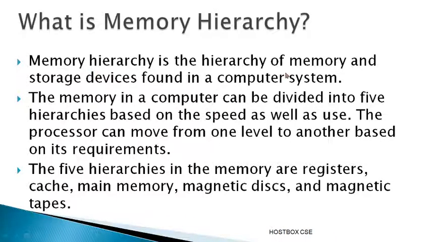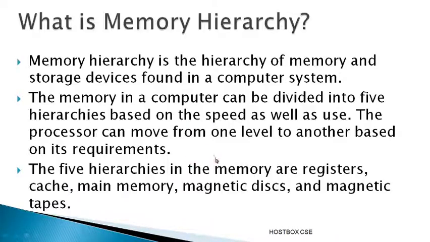Now, what is memory hierarchy? Memory hierarchy is the hierarchy of memory and storage devices found in a computer system. These are common for any modern digital computer or laptop. The memory in a computer can be divided into 5 hierarchies based on speed as well as use. The processor can move from one level to another based on its requirements. The 5 hierarchies in the memory are generally registers, cache memory, main memory, magnetic disk and magnetic tapes. Remember these 5 components.